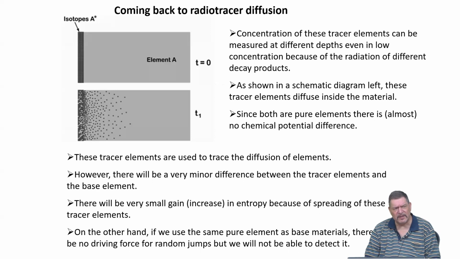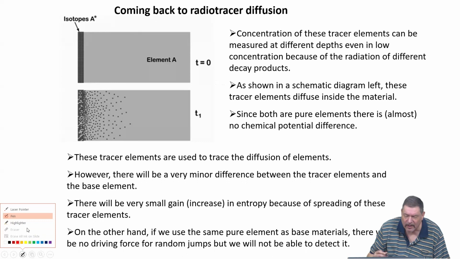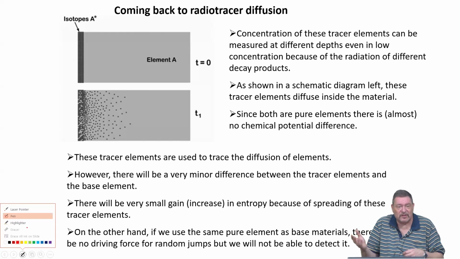So coming back to radio tracer diffusion, this is the mental image, right? So we would have a single crystalline block of one element, let it be pure gold. And we now want to measure how quick do gold atoms diffuse inside of this crystal lattice. And obviously there is no way we can, without any marker, right? Because there is no distinction between the atoms. And also there is no method we have to watch individual atomic jumps.